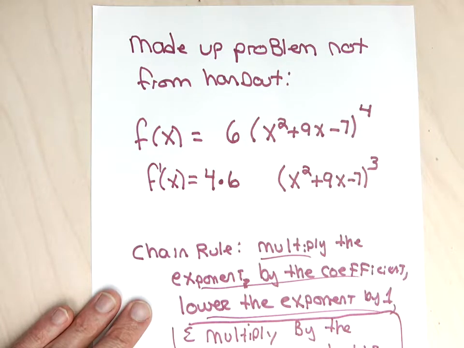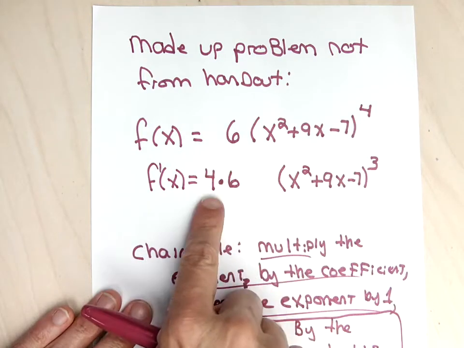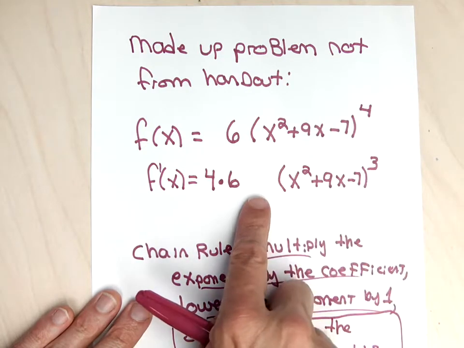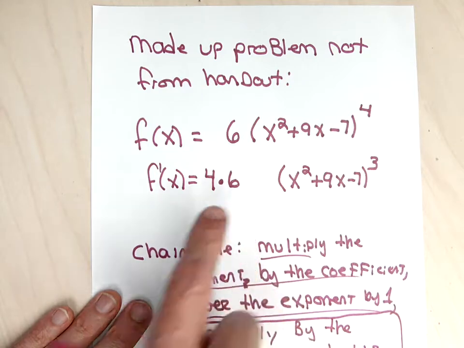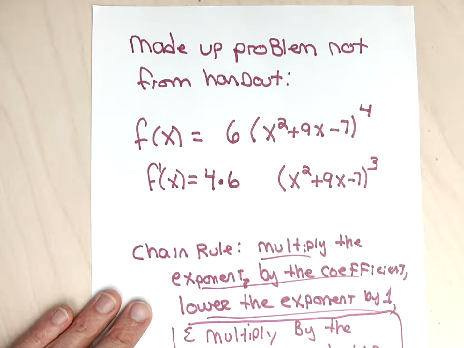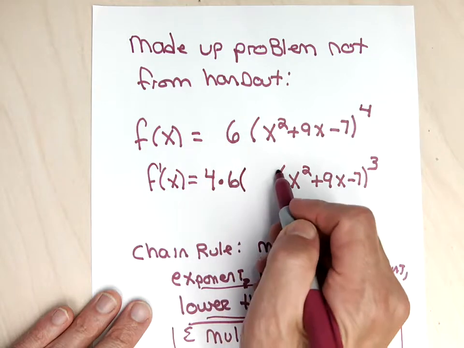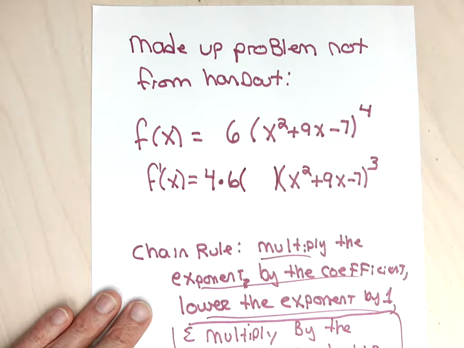inside the parentheses. And notice how when I multiplied the 4 by 6 and rewrote the parentheses down with the exponent lowered, I left myself some space. In this space is where I usually add the multiply by the derivative of what's inside the parentheses. I could have added it after the exponent, but I usually put it right here. So I'm going to add multiply by the derivative of what's inside the parentheses.